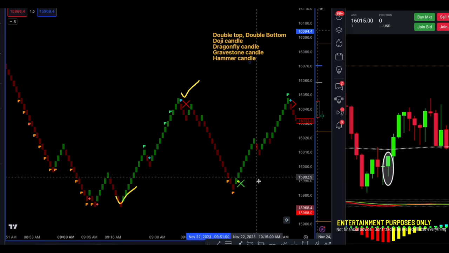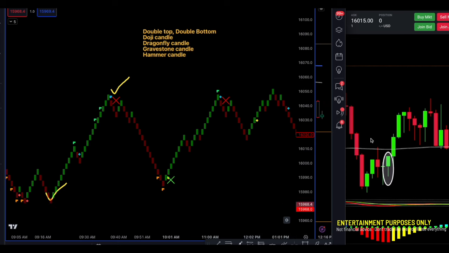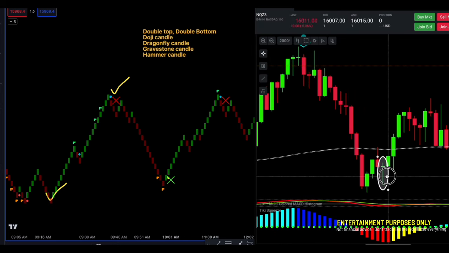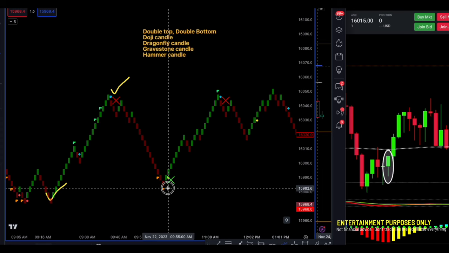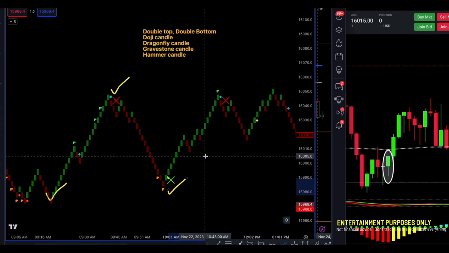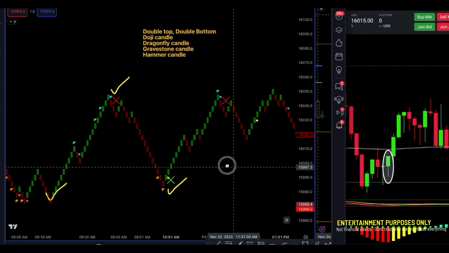Let me move this over here. So in our stuff to learn, we just did a dragonfly candle, which looks like this. And we did hammers, which look like this. So this is a guaranteed trade for me. Absolutely guaranteed. I love this trade. All right, let's go to the next trade.